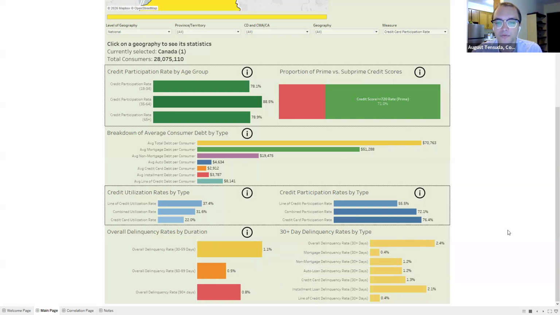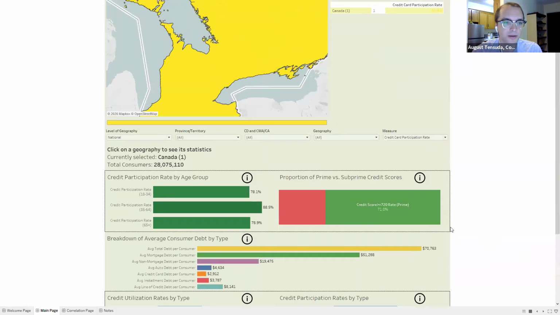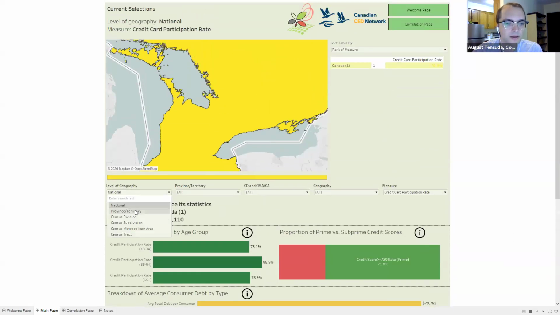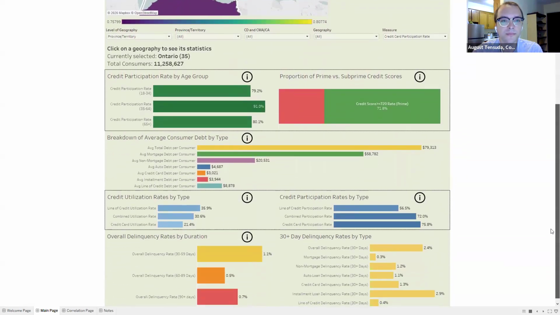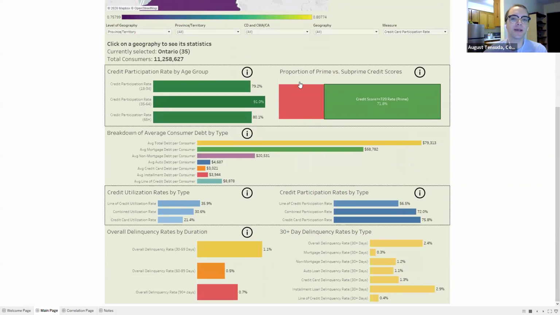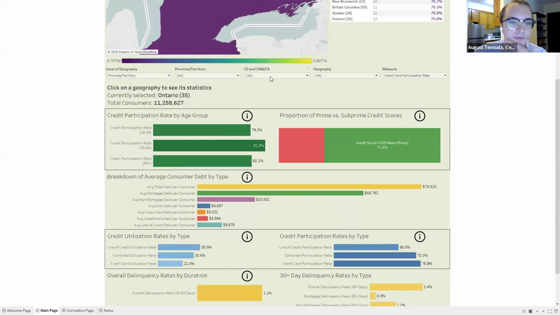Overall delinquency rate is 2.4% for the national average. Mortgage is 0.4%. It's interesting. Yeah, and then we'll take a look at Ontario now. What you can do too is take a screenshot of this and then compare the screenshots between the two. You can quickly flip through them to go back and forth if you want. Some other stuff you can do. Let's see here.